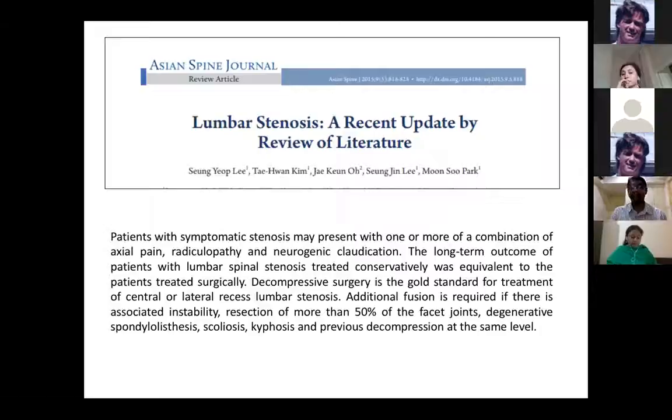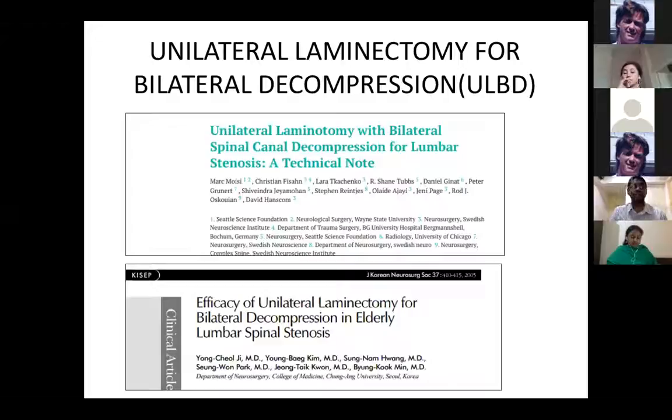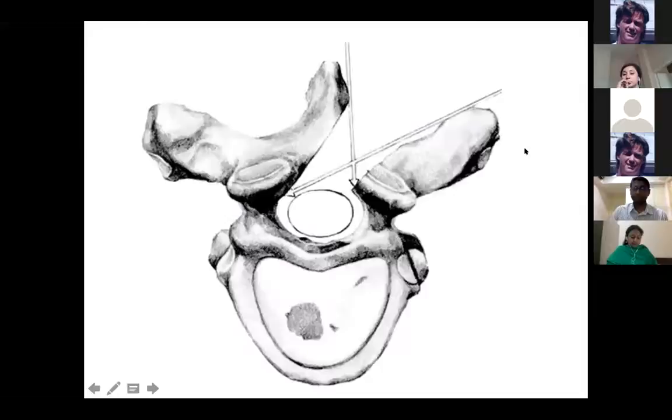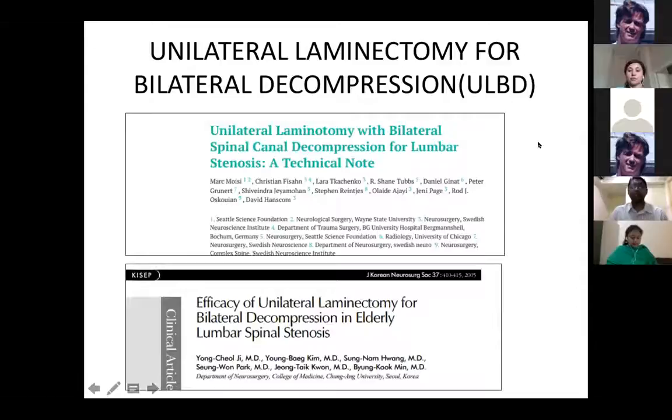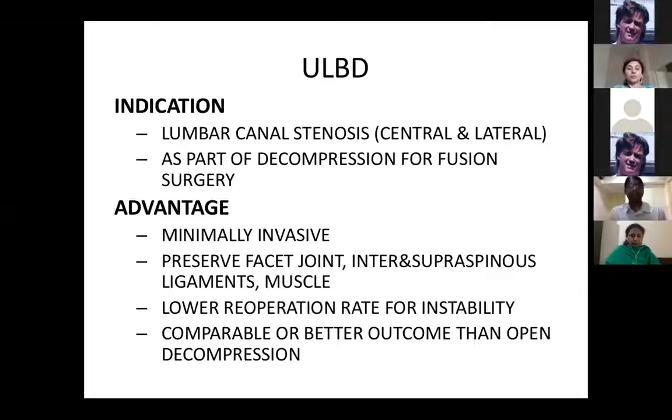This is another interesting presentation on unilateral laminectomy for bilateral decompression, ULBD. This was presented in the efficiency of unilateral laminectomy for bilateral decompression in elderly lumbar spinal stenosis. They said the indication would be mainly lumbar canal stenosis, central or lateral, or it can also be done as part of decompression for fusion surgery. The advantages of this unilateral laminectomy are that it is minimally invasive, it preserves the facet joint, inter and supraspinous ligaments and muscles, has a lower reoperation rate for instability, and offers comparable or better outcome than open decompression.